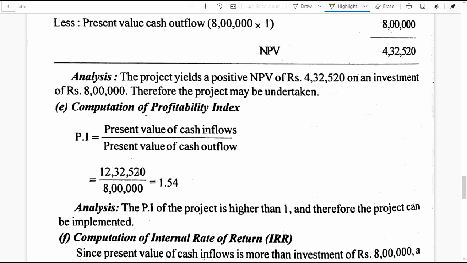12,32,520 is the total present value of cash inflows divided by the total present value of cash outflows of the project, which is nothing but the investment of the project, 8 lakh rupees. That is equal to 1.54. If the profitability index of a project is more than 1, obviously the project could be accepted.